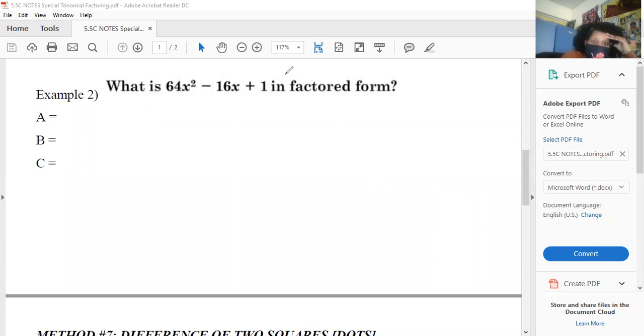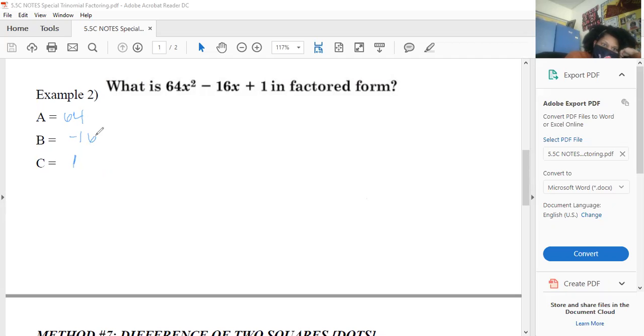So again, before I start, I'm gonna look at all my terms to make sure that they do not have a GCF or anything in common. So 64, 16, and 1, the only thing that goes into all three numbers is a 1. So there isn't a GCF. So I can go ahead and start identifying my big A, my B, and my C.